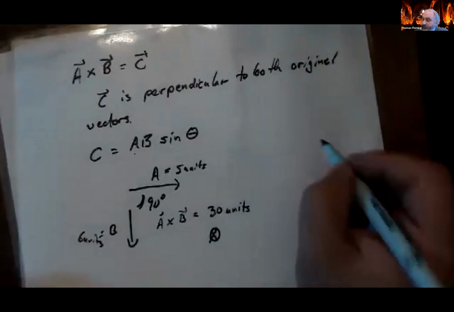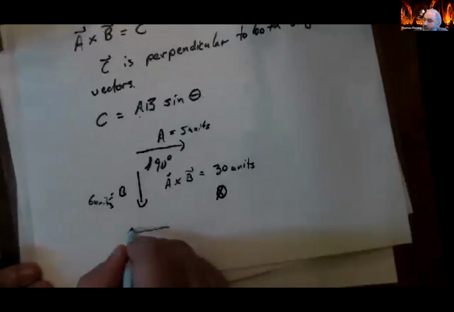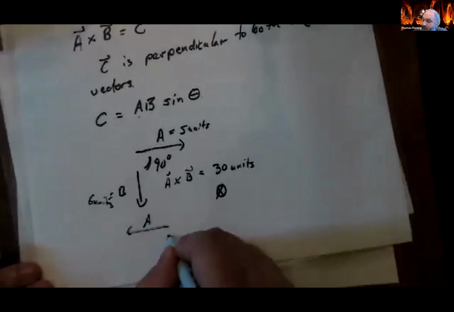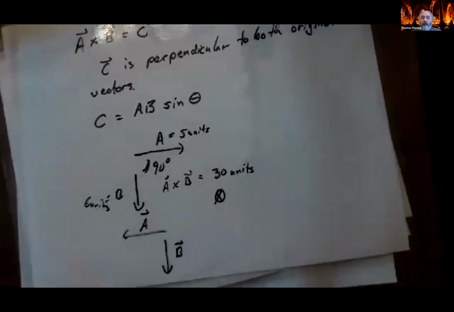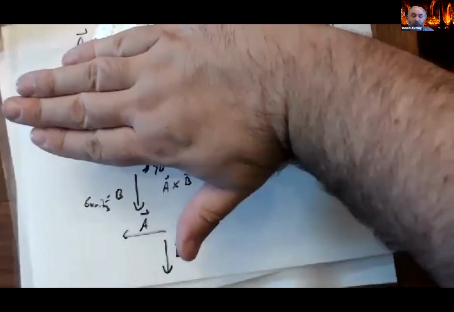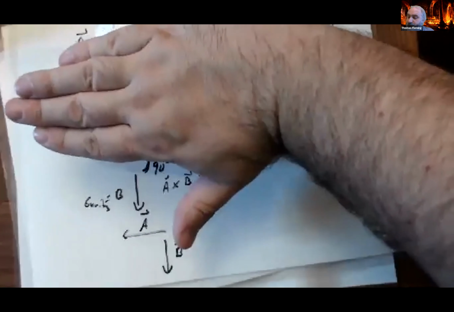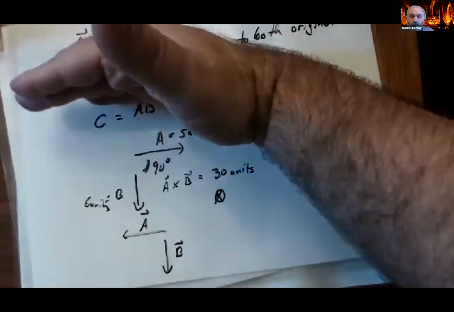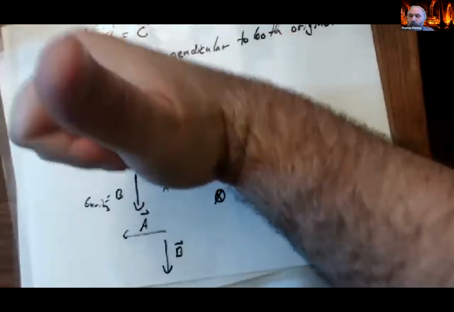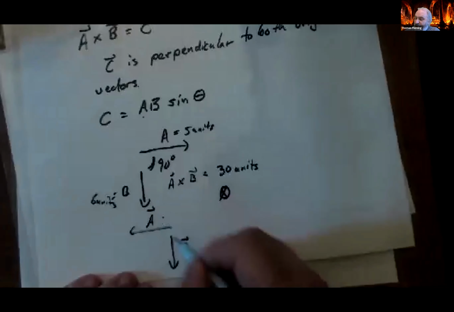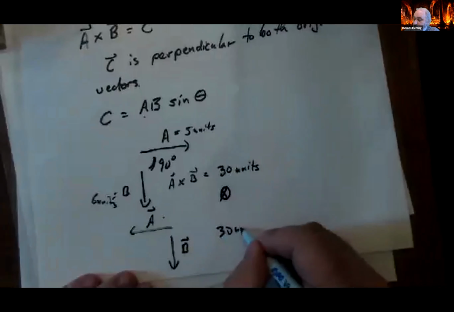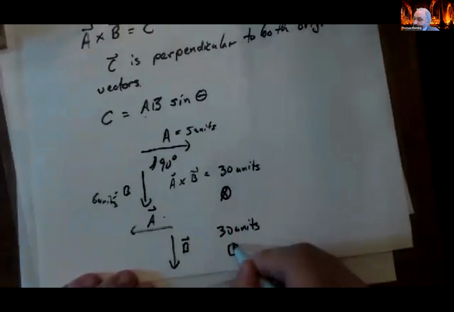By contrast, had I done A cross B like so, well, now my fingers have to point to the right, or actually to the left, excuse me. When I do the right-hand rule, my thumb points towards the camera, which is out of the page. So these are both still 5 and 6. That'd be 30 units out of the page.